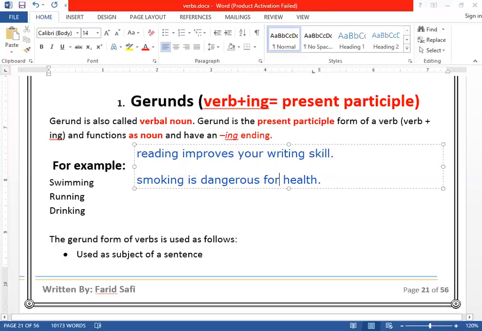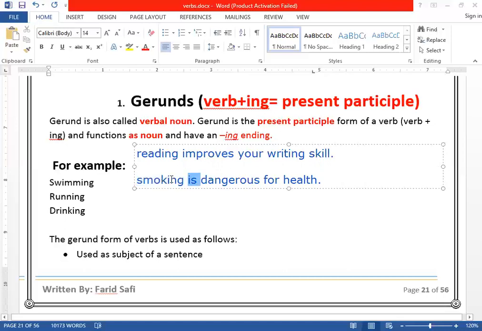It's not like that, clear? So smoking is dangerous for health. But here, the verb with smoking is what? It's a gerund. Excellent. It's a gerund, a non-finite verb type. Clear? It's a verb.